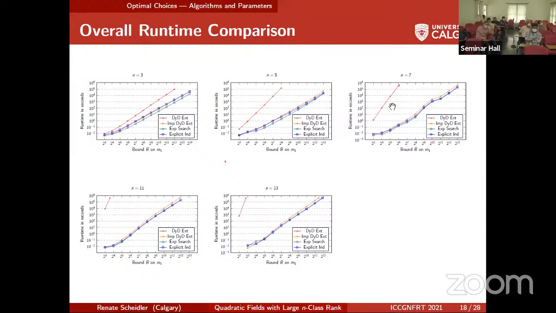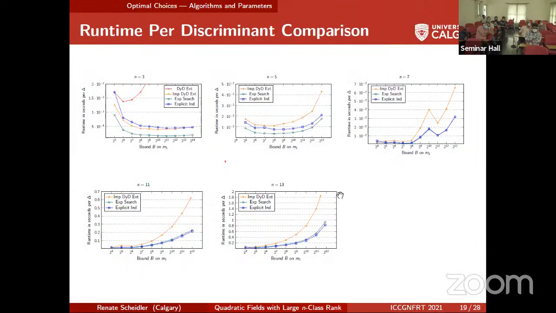As your n class rank improves, the vanilla generalization gets worse and worse and worse. So in the end, we don't even consider it anymore. But the other algorithms seem to be performing very, very similar to each other. Now, the picture changes a little bit if you don't look at the computation time overall, but you look at the computation time per discriminant and you compare it per discriminant. So again, you see that the red one, it already goes off the chart. Even for n equals 5, it's already off the chart. It's not obscured by this little box here.